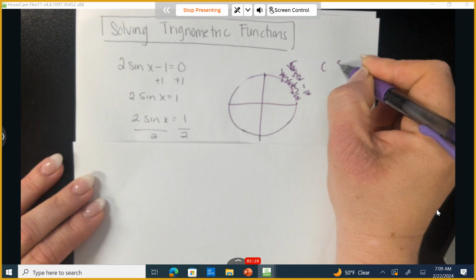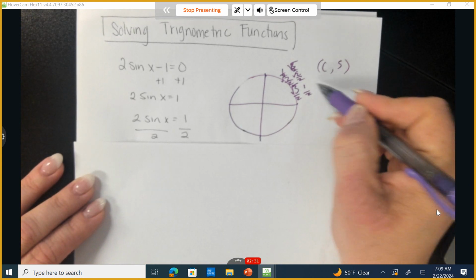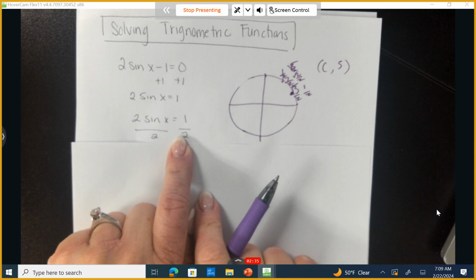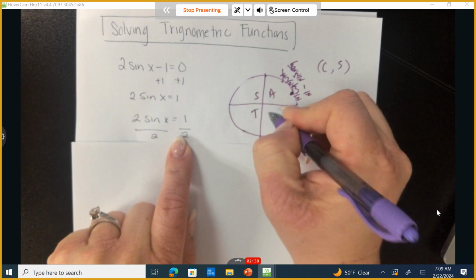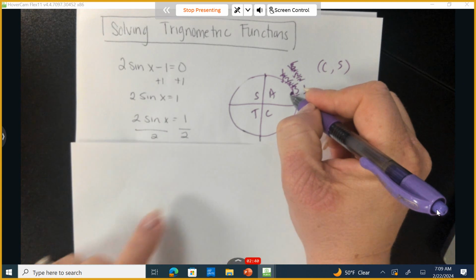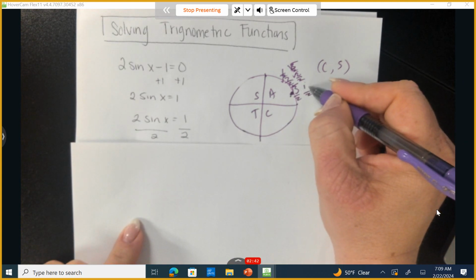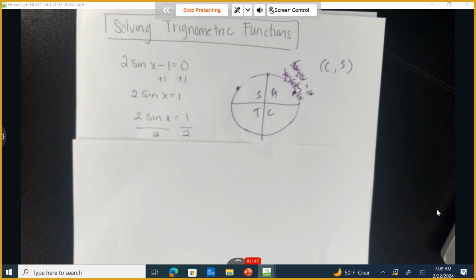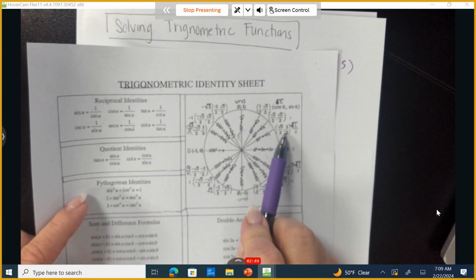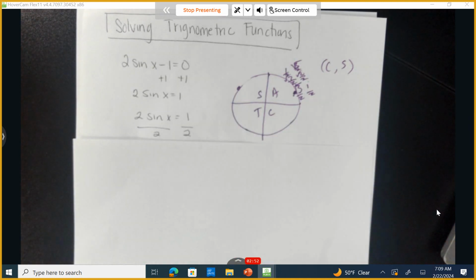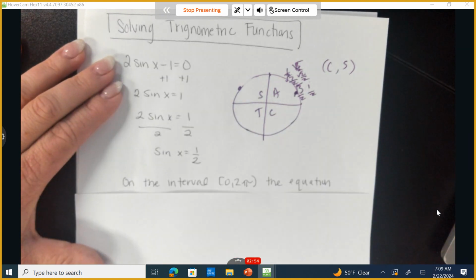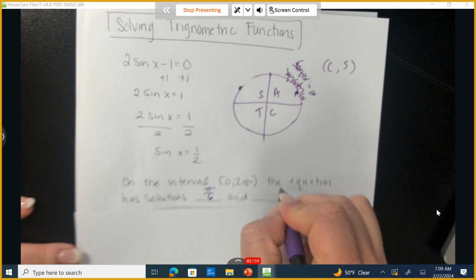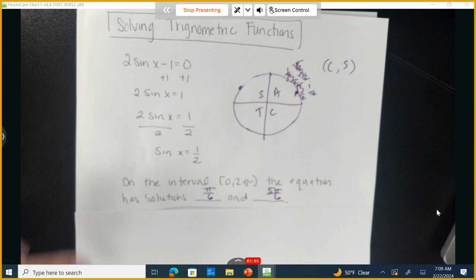So cosine before sine, right? So sine is our second one. Here's where sine is equal to 1/2. Now it's a positive 1/2. So all-star trig class, that means in this location we have a positive sine of 1/2, and in this location we also have. So let's flip that paper over and make sure that is correct. See, we have a positive 1/2 here, we have a positive 1/2 here. So we could say at this point that we have solutions at pi over 6 and 5 pi over 6.